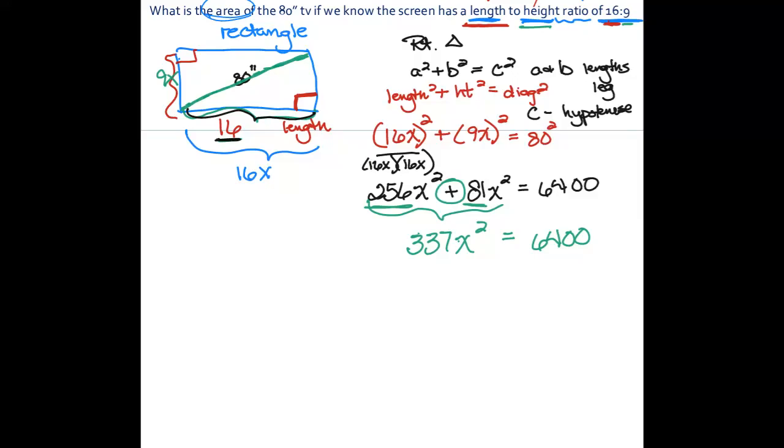Divide by what? You've got 337 times x squared equals 6,400. What am I dividing by? Not yet. Yeah, you've got to get rid of this in the front, right? And it's being multiplied. You want to do the opposite, so you divide.